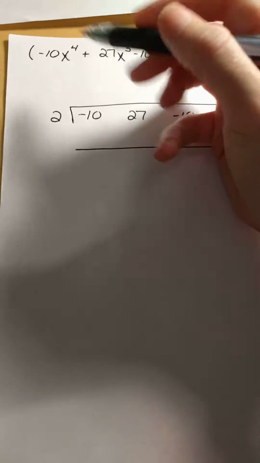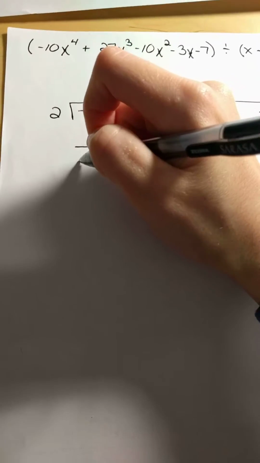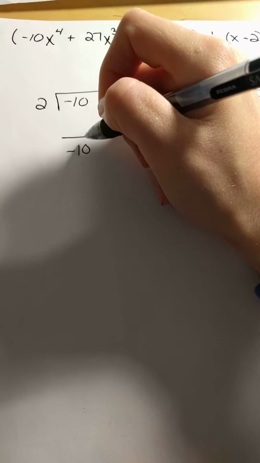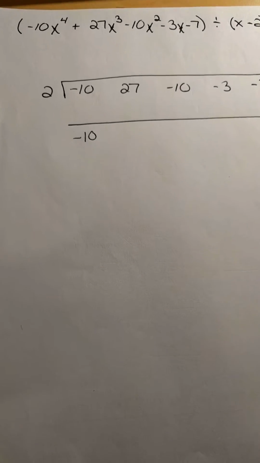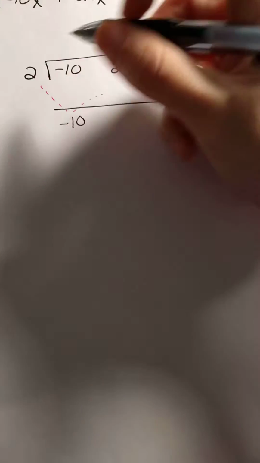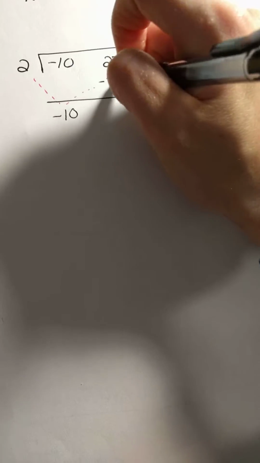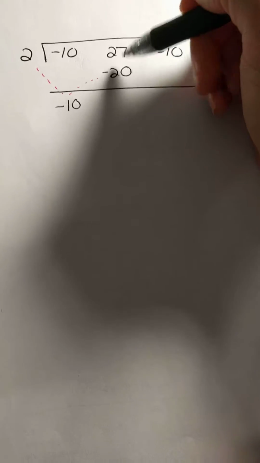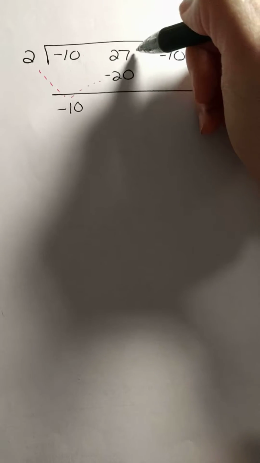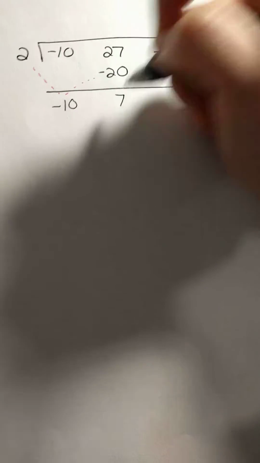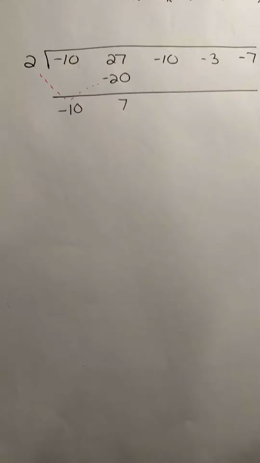Now again, just like we did in the last example, we're going to bring down this negative 10. This first term is always going to come straight down. We're going to take the 2, multiply it by the negative 10, and then write our answer directly below the 27. So 2 times the negative 10 is a negative 20. Add these two numbers in the second column together. 27 minus 20 is indeed 7.